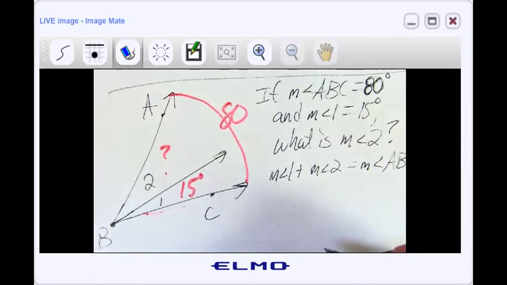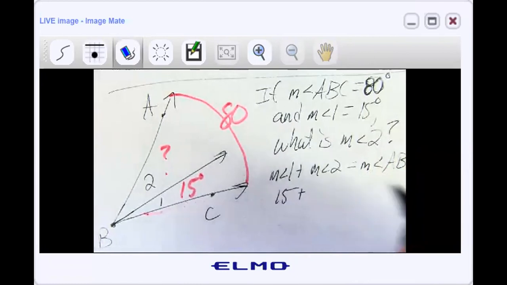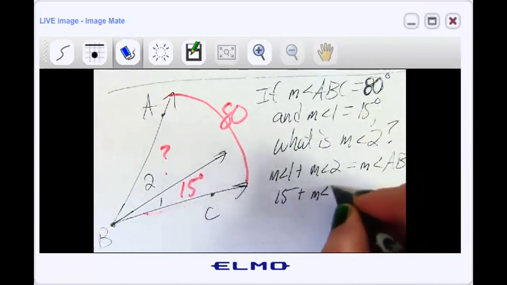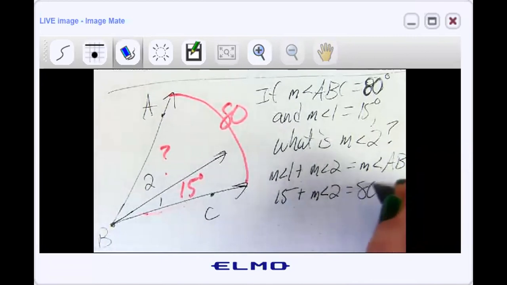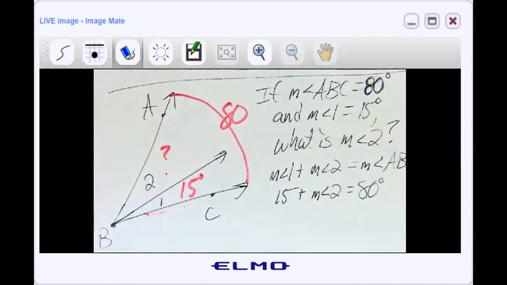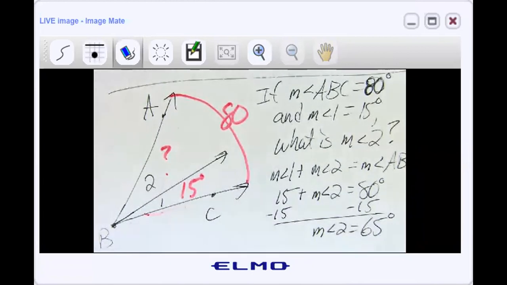Right? So let's just pop in everything that we know. Angle 1, I do know what it is. It's 15. Angle 2, oh, that's the one I don't know. So I'm just going to leave it. Angle ABC, oh, you're 80. So now I can very easily solve for angle 2 by just subtracting 15. See that? And now I have the measure of angle 2, 65.